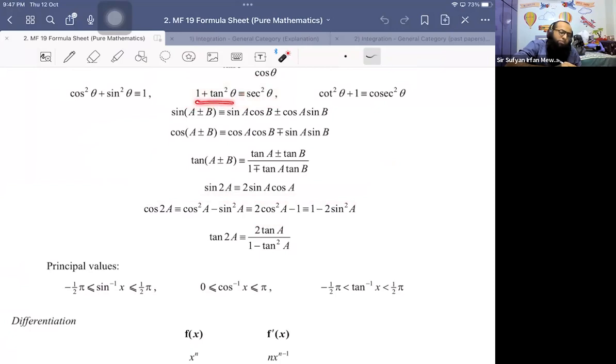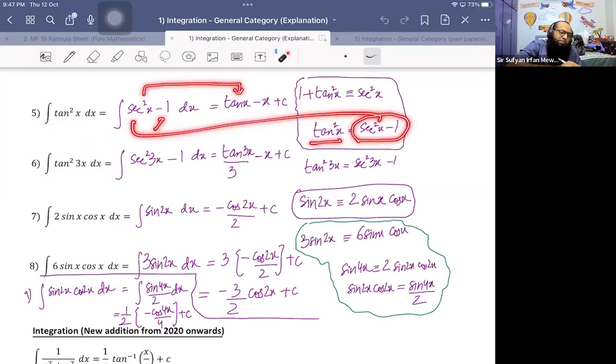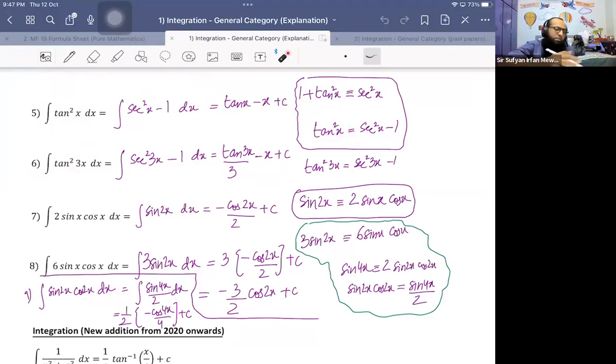So I know that 1 plus tan square theta is sec square theta, and tan square theta will be equal to sec square theta minus 1. So rather than integrating tan square theta, I will integrate sec square theta minus 1. The integration of sec square theta is tan theta, and the integration of 1 is theta. If it's tan square x, then 1 plus tan square x is identical to sec square x. If we make tan square x the subject, it becomes sec square x minus 1. Integrating it, the integration of sec square x is tan x, and the integration of 1 is x. So it's tan x minus x plus c.